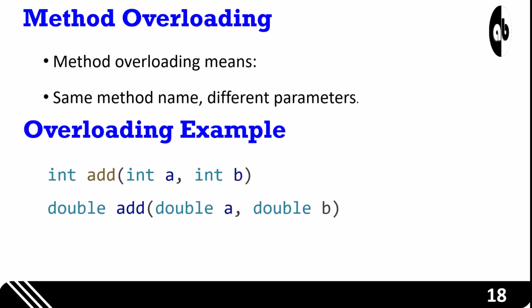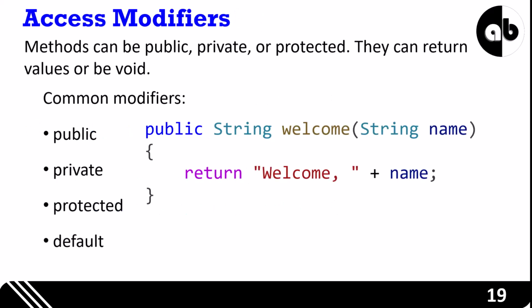Method overloading. Overloading allows you to use the same method name for different tasks by changing the parameters. For example, you could have one add method for integers and another for doubles. Java is smart enough to know which one to use based on the input you provide. Access modifiers. You can control access using public, private, or protected.